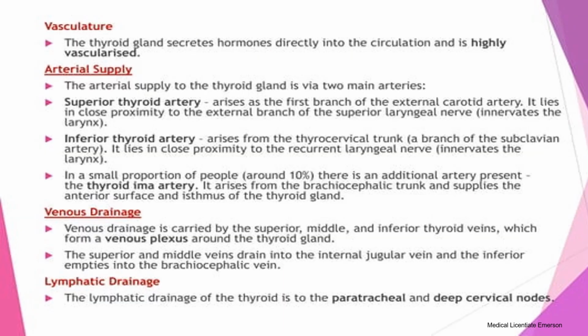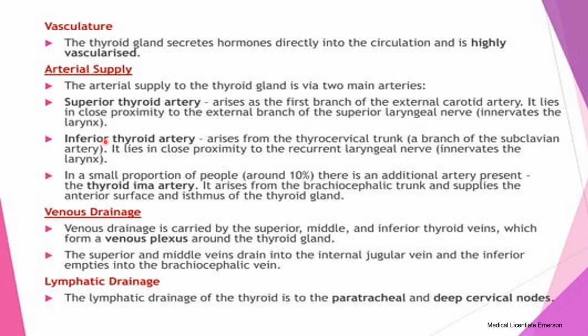Okay. Then in terms of blood supply, the vasculature. The thyroid gland secretes hormones directly into the circulation and is highly vascularized. Arterial supply: the arterial supply to the thyroid gland is via two main arteries. We have the superior thyroid artery, which arises as the first branch of the external carotid artery. It lies in close proximity to the external branch of the superior laryngeal nerve, which innervates the larynx.